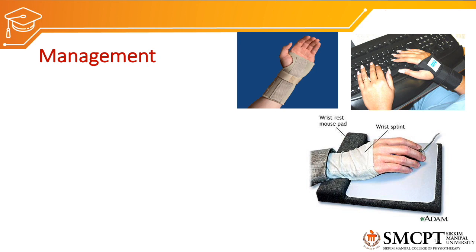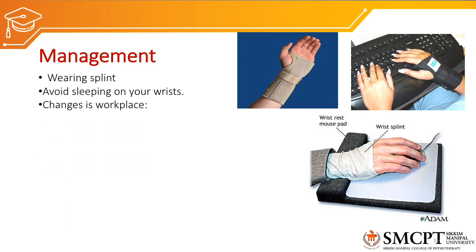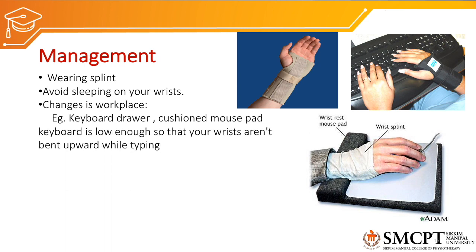So, the management of median nerve problems, mainly carpal tunnel syndrome, can be done with a wrist and hand splint. Avoid sleeping on your wrist to prevent compression of the nerve in the carpal tunnel. Changes in the workplace or ergonomics, for example, the drawer should be at the optimal height, a cushioned mouse pad should be used, and the keyboard should be low enough so that your wrists aren't bent upward while typing.